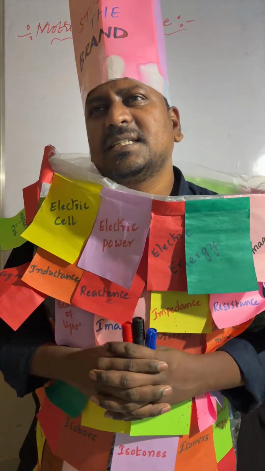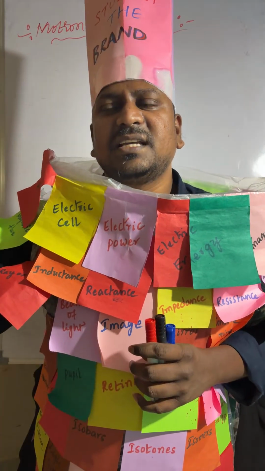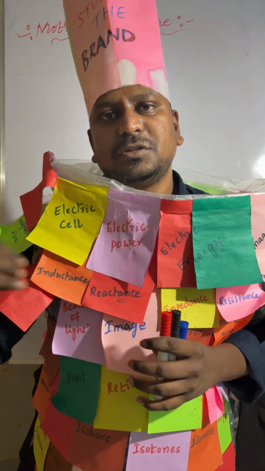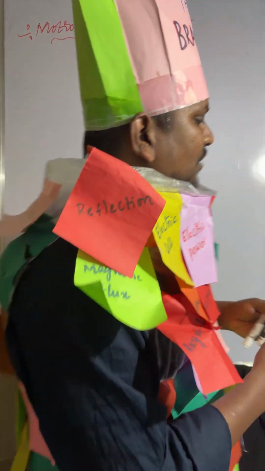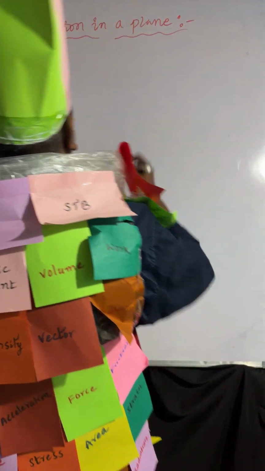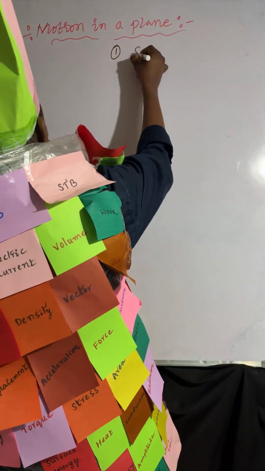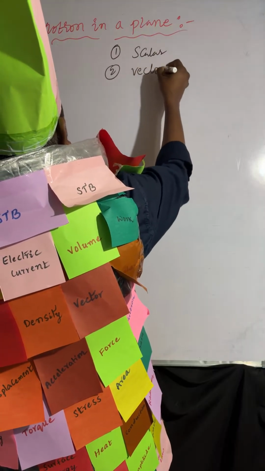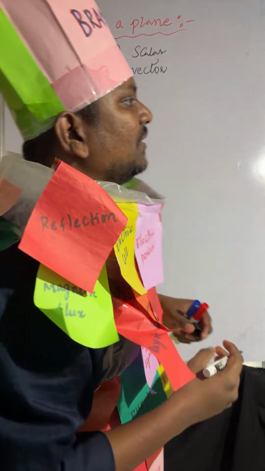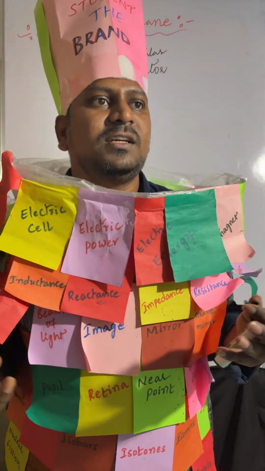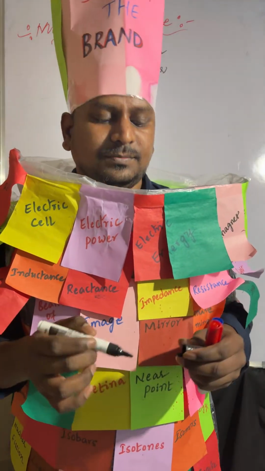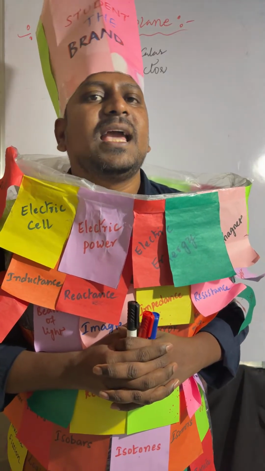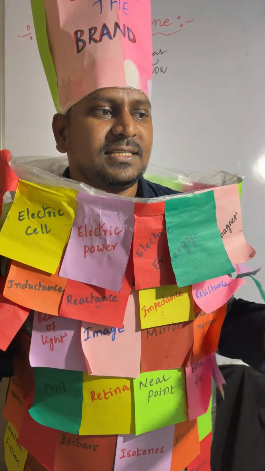So in this class we'll discuss vectors and scalars along with motion in a plane. Topics related to that only. First of all, the first point is scalar. The second one is vector. So what is scalar? Scalar is nothing but a physical quantity which has only magnitude. The physical quantity which has only magnitude is called a scalar physical quantity, simply a scalar quantity.